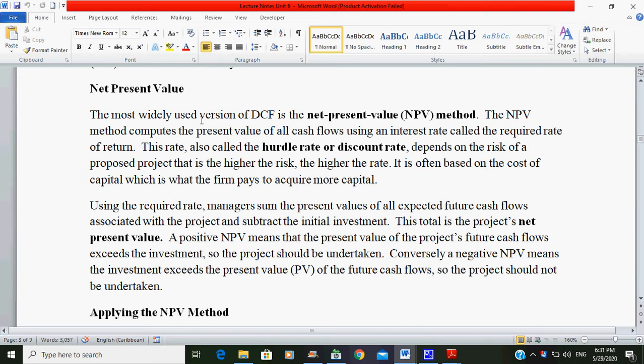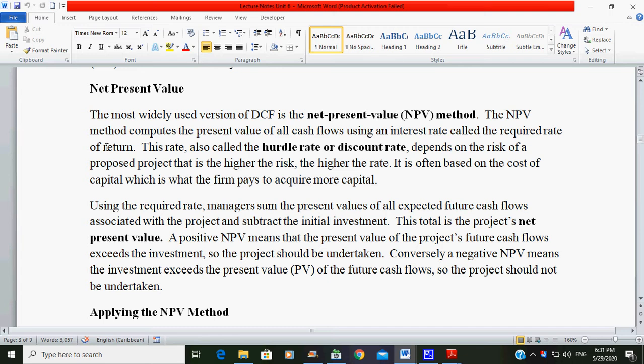The NPV method computes the present value of all cash flows using an interest rate called the required rate of return. This rate, also called the hurdle rate or discount rate, depends on the risk of a proposed project. That is, the higher the risk, the higher the rate. It is often based on the cost of capital, which is what the firm pays to acquire more capital.